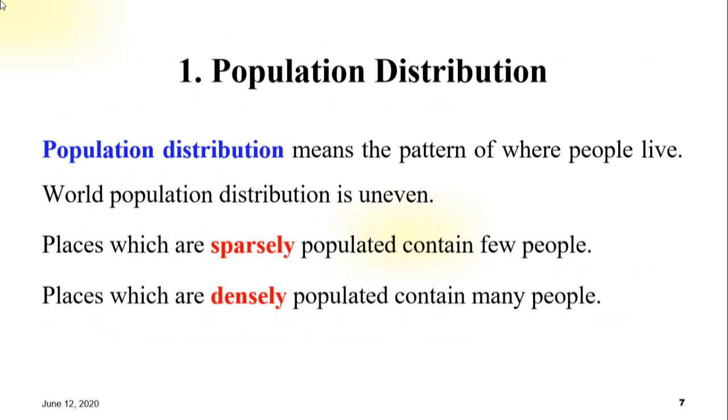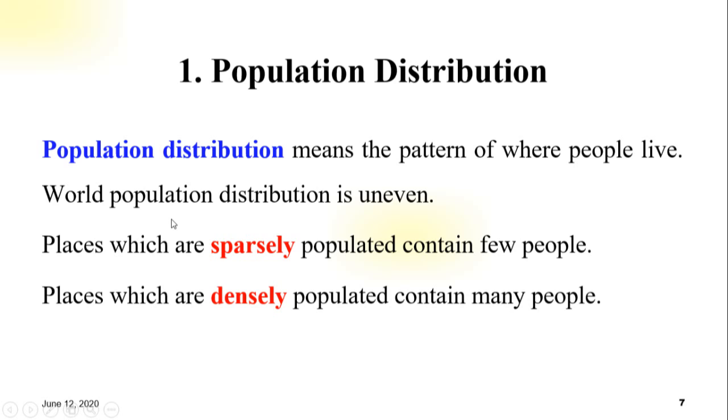Number 1, population distribution. Here is the meaning or definition of population distribution. Population distribution means the pattern of where people live. It means the place where people live. World population distribution is uneven. The word uneven means unequal. Do you know the word unequal?